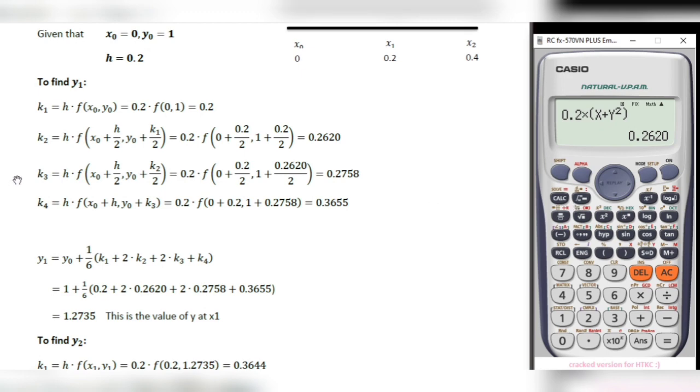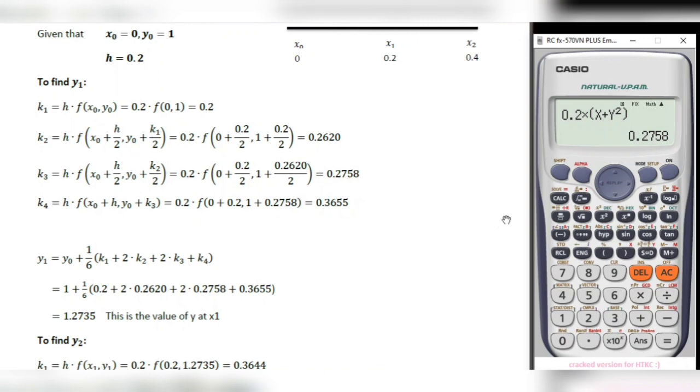Next is to find k3. Again plus calc. Now the value of x is x naught plus h by 2. The value of y is y naught plus k2 by 2. k2 is 0.262 by 2. x naught, that is 0 plus 0.2 by 2. y is 1 plus 0.262 by 2. I get k3 as 0.2758.